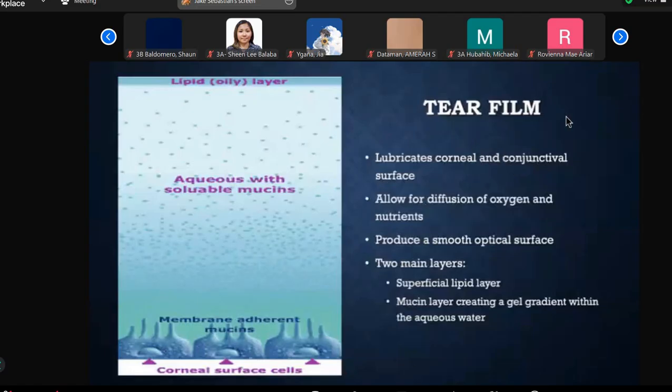Okay, we're talking about the tear film. Who produces the aqueous component of the tear? Lacrimal glands. Yes. Who produces the lipid layer of the tear? Meibomian glands. Yes. And who produces the mucin, the green dots that you see floating? Goblet cells. Okay.